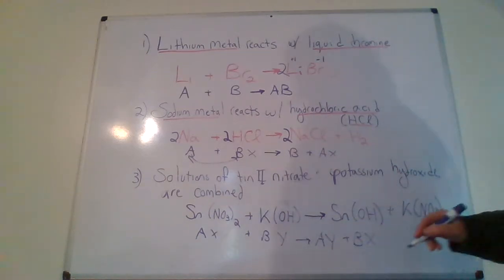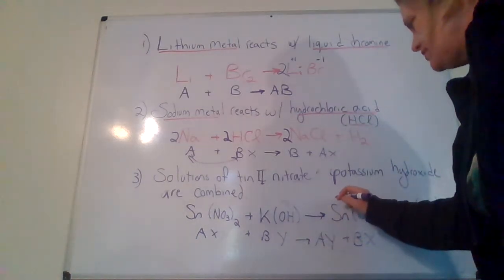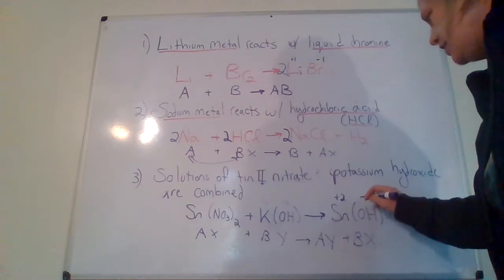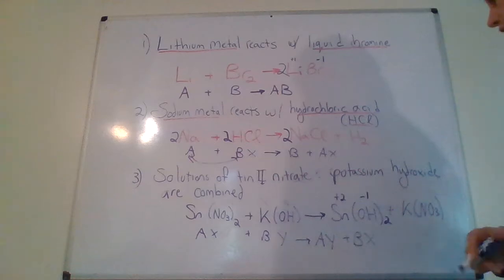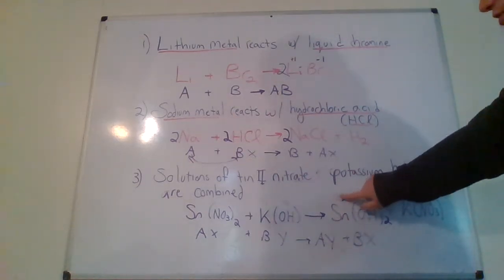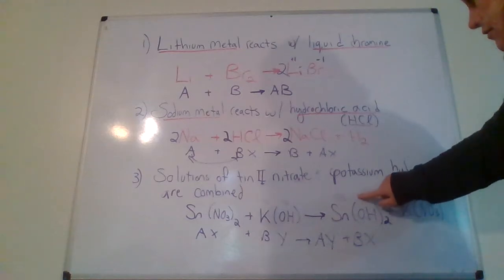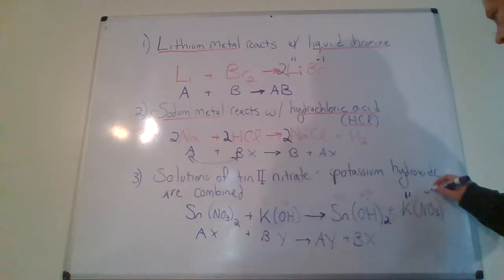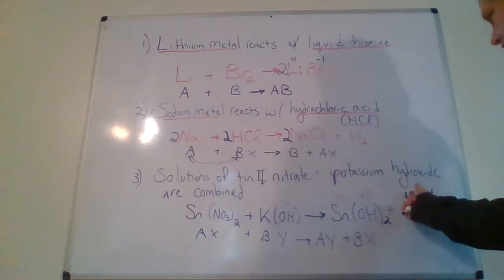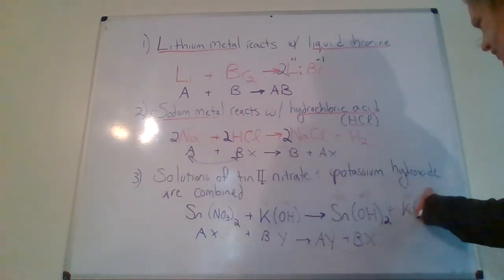And I'm going to see here that the tin still has that +2 charge. Hydroxide has the -1. So I need 2 hydroxides to balance out 1 tin. Don't need those charges anymore. And I've got a +1 for the potassium, a -1 for the nitrate. So those nicely balance each other out.